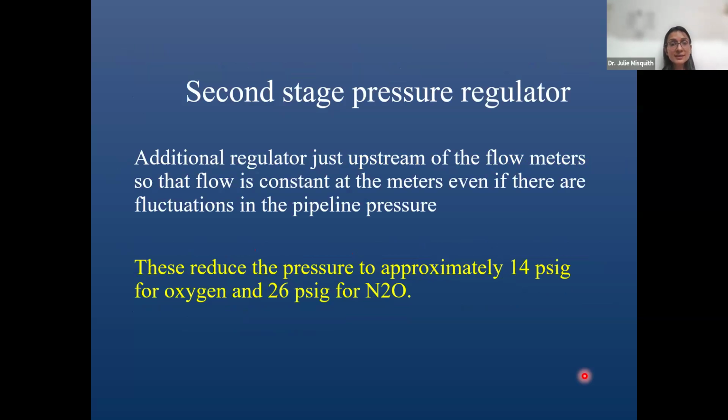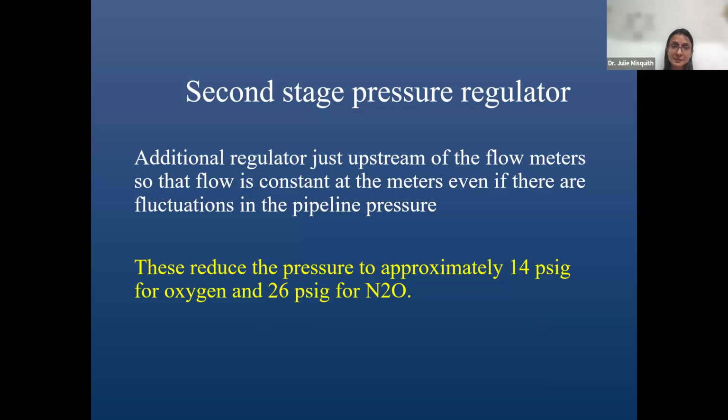Now, there is also a second stage pressure regulator. This is an additional regulator in the intermediate system just upstream of the flow meters, so that flow is constant even if there are fluctuations in the pipeline pressure. These reduce the pressures to approximately 14 psig for oxygen and 26 psig for nitrous oxide if the pipeline pressures decrease, but it still delivers gas to the patient. The purpose of this pressure regulator is to eliminate fluctuations in pressure supplied to the flow indicators caused by fluctuations in pipeline pressures.